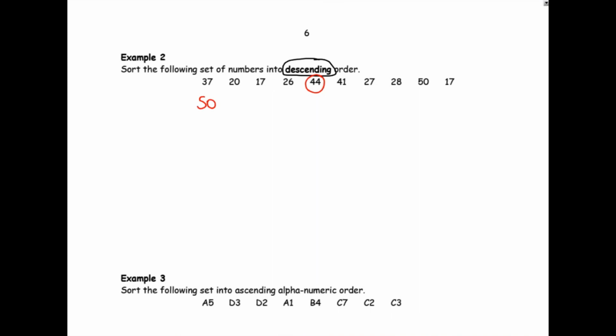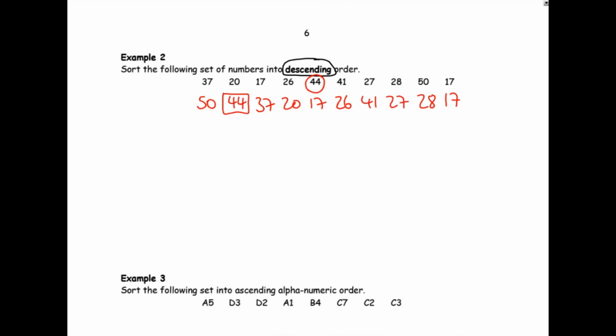And 17 is smaller than 44. So I've got all the numbers that are bigger than 44. Now I put 44 in, and 44 is fixed, so I'm going to put a box around that. I then work my way back along the list, and then all of these numbers that are smaller than 44 go on the right of 44 in the order that they are in the original list. So I've got 37, 20, 17, 26, 41, 27, 28, and 70.